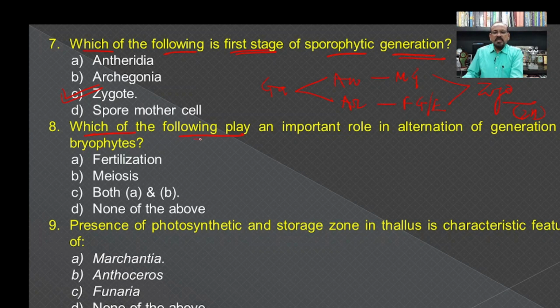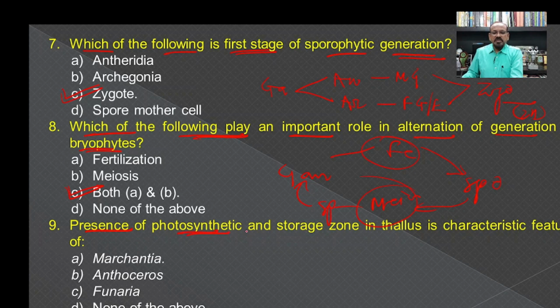Then, which of the following plays an important role in alternation of generation in the bryophytes? When the gametophytic phase is there, then there is fertilization forming the sporophytic phase, and in the sporophytic phase there is meiosis forming the spores, which germinate and form the gametophyte. So fertilization and meiosis are both important processes in the alternation of generation in the bryophytes, and hence both A and B become the answer for this question.